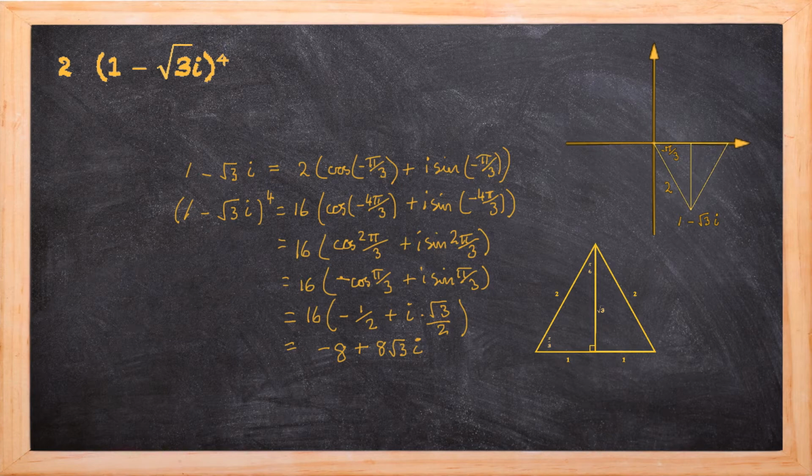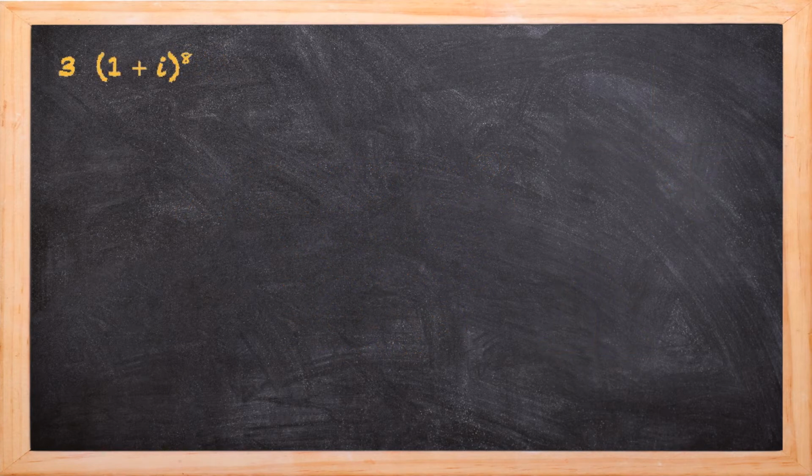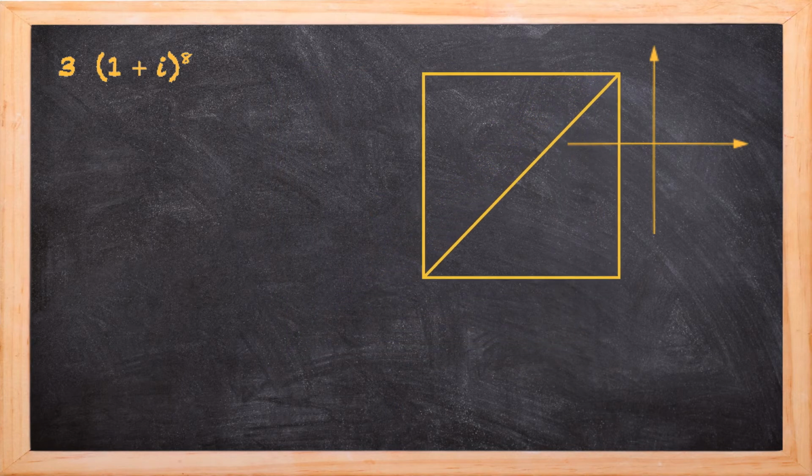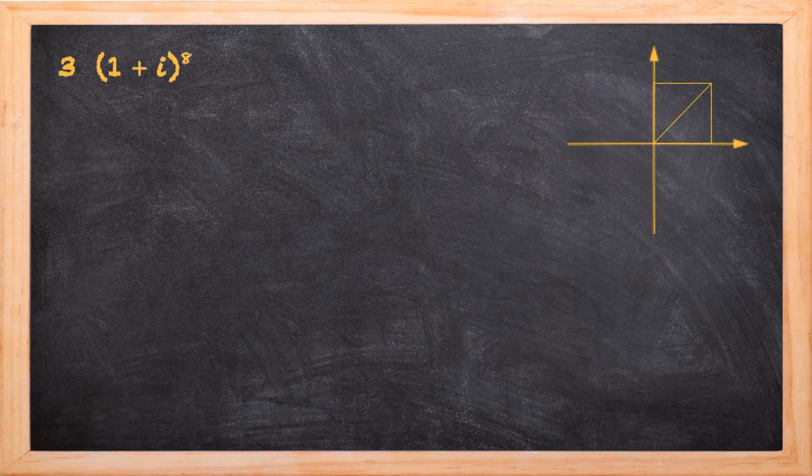So let's move on to question 3. 1 + i, we're raising that to the power 8. So the diagram this time is half a square of side 1, diagonal √2, angle π/4. And the orientation, well, we just leave it as it is. And that allows us to get 1 along the real axis and 1 up the imaginary axis. That point up at the top there represents 1 + i.